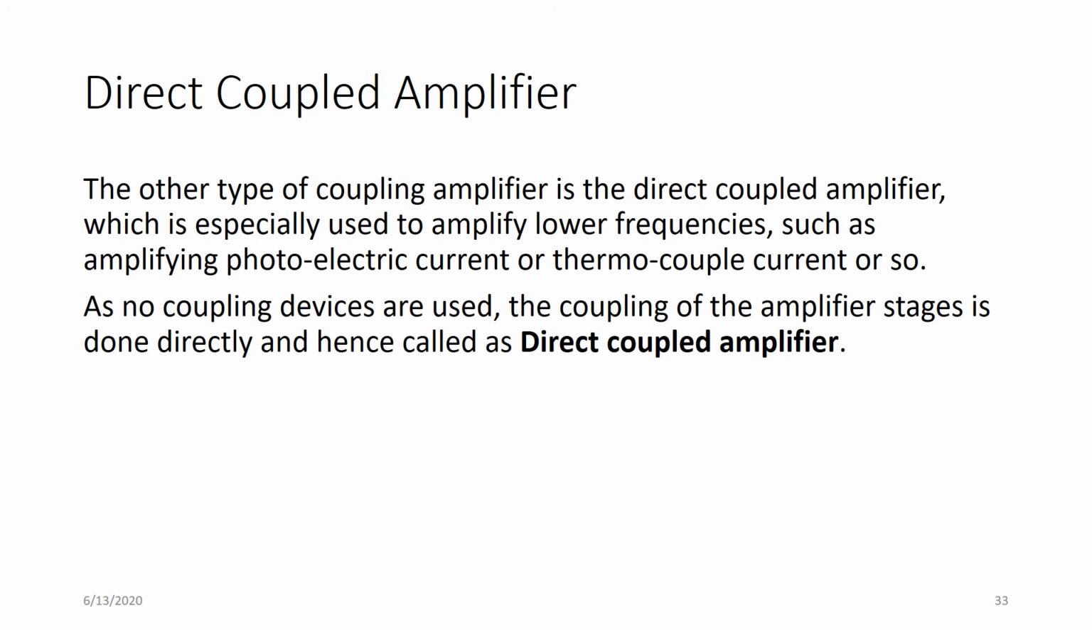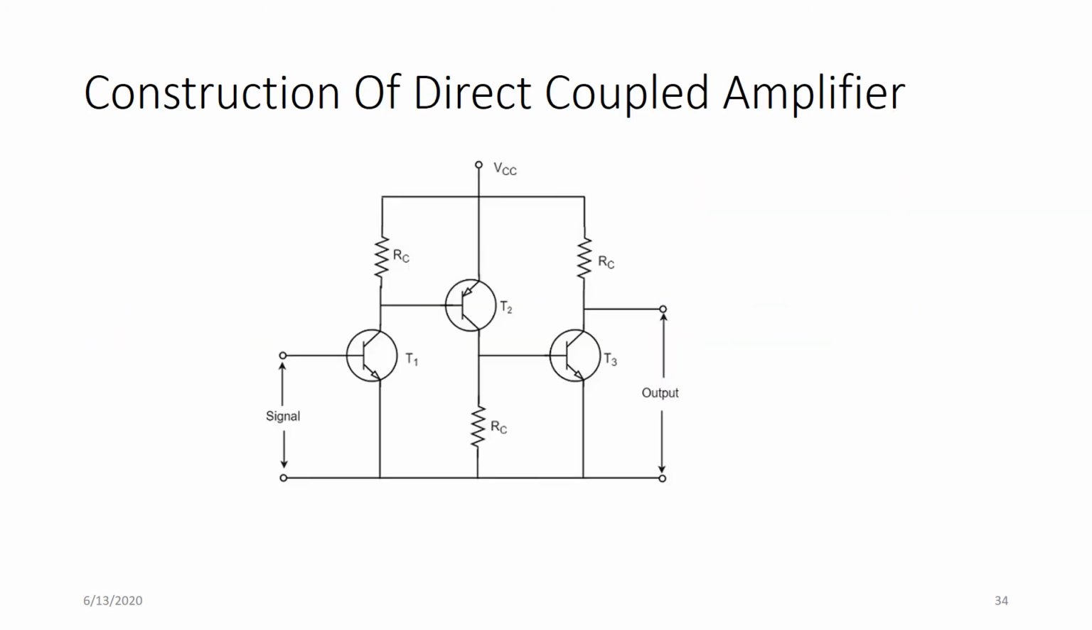So direct coupled amplifier, the other type of coupling, is the direct type amplifier, which is especially used to amplify low frequency, such as amplifying photoelectric current or thermocouple current. There is no coupling device used, so coupling of an amplifier stage is done directly and is called a direct coupled amplifier. So construction, here there is a direct coupling.